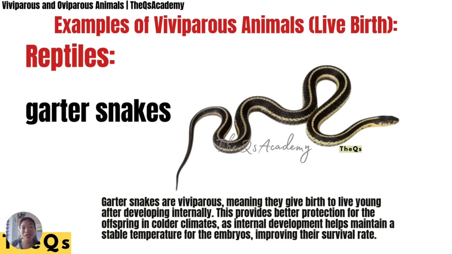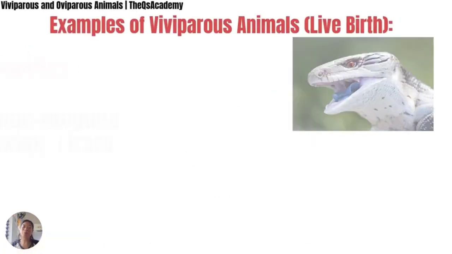And we have another example, garter snakes. Some of the common snakes lay eggs, but the garter snake is viviparous, meaning they give birth to live young after developing internally. This is a different kind of snake. So you may try to search for this garter snake.